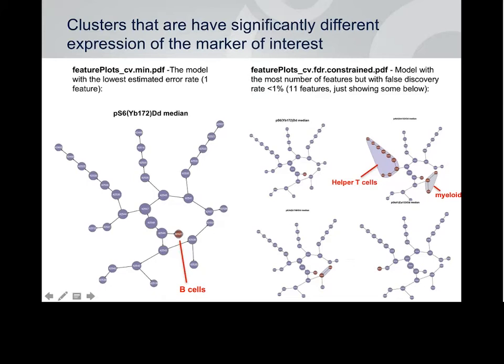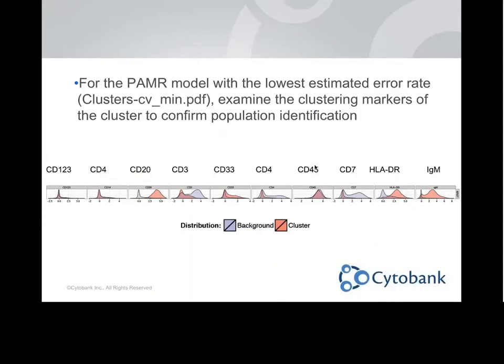The FDR constrained version of the results, however, has not just the single strongest predictor, but all of the differences between the two groups. In this case, it was stimulated with B cell receptor cross-linking, but it's showing that the phospho-AKT on the helper T cells and on this myeloid branch is changing as well. So there may be off-target effects, and this is what makes this FDR constrained model a good hypothesis generating tool. It lets you explore all the differences between these two groups.